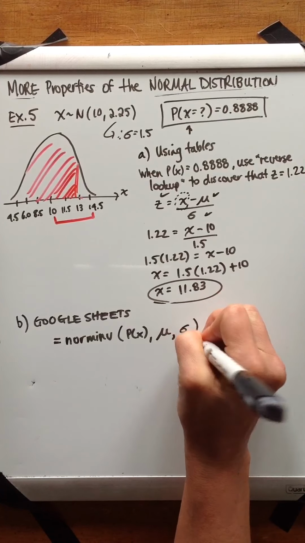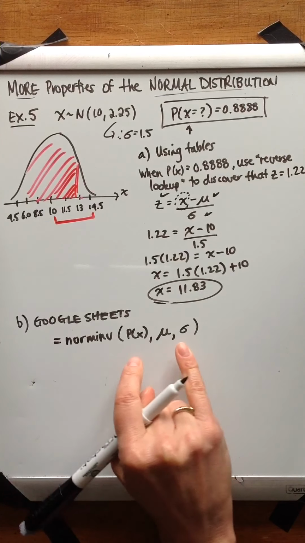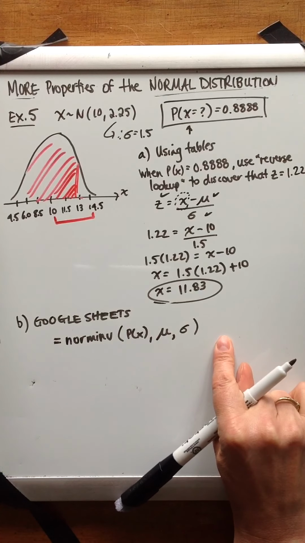And the good news is there's only 3 things to punch in doing the reverse lookup, whereas before, when we were solving for probability, we always had 4 things. We had to end with that word TRUE.